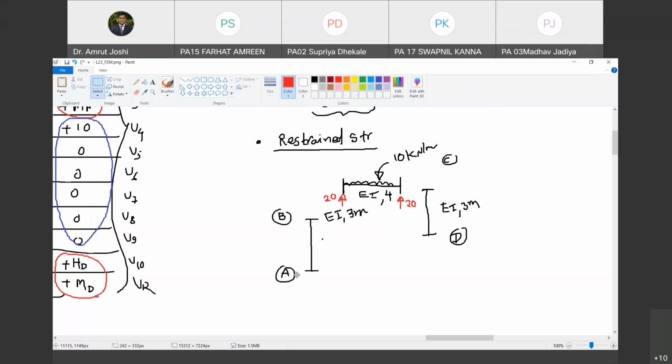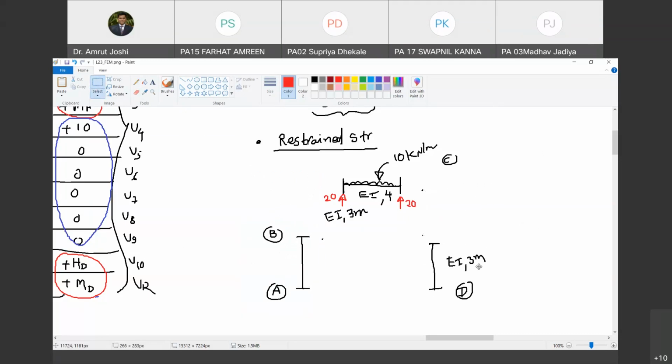Now, what will be the moment reactions at ends B and C of this beam BC in the restrained structure? So let us try to find out. So this is B and this is C. What are the moment reactions? First of all, their senses. We know that for downward loading, the moments are going to be hogging in nature. Are you with me? Yes, sir. And what is its magnitude? WL square by 12.